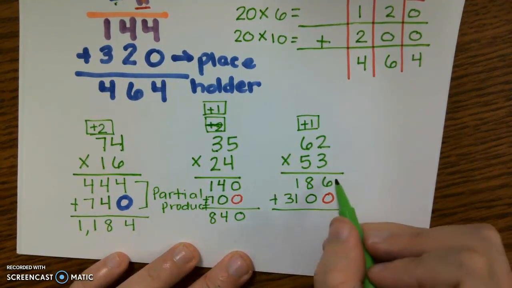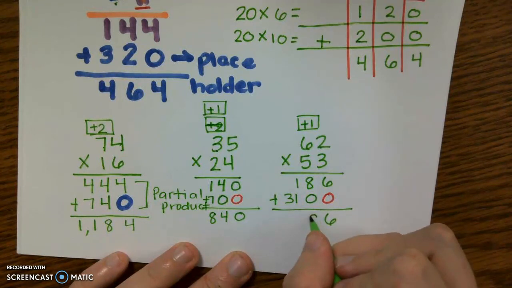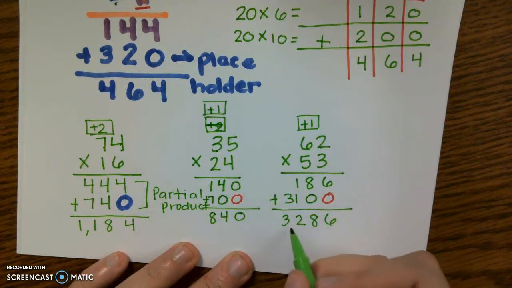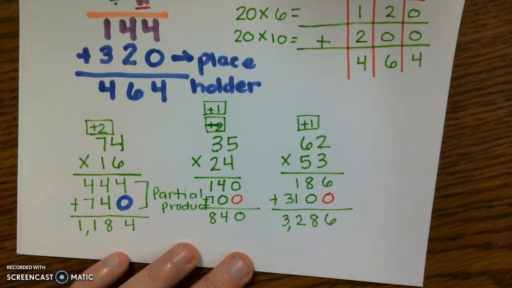And then I can add. 6 plus 0 is 6. 8 plus 0 is 8. 1 plus 1 is 2. 3 plus nothing is 3. So my answer is 3,286.